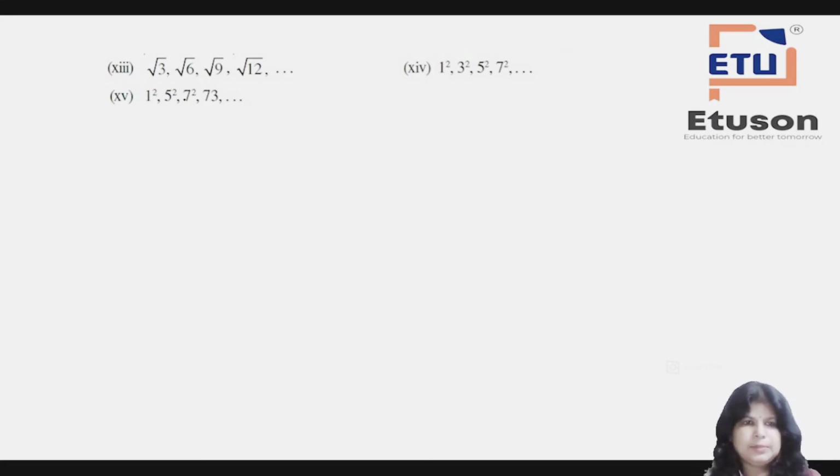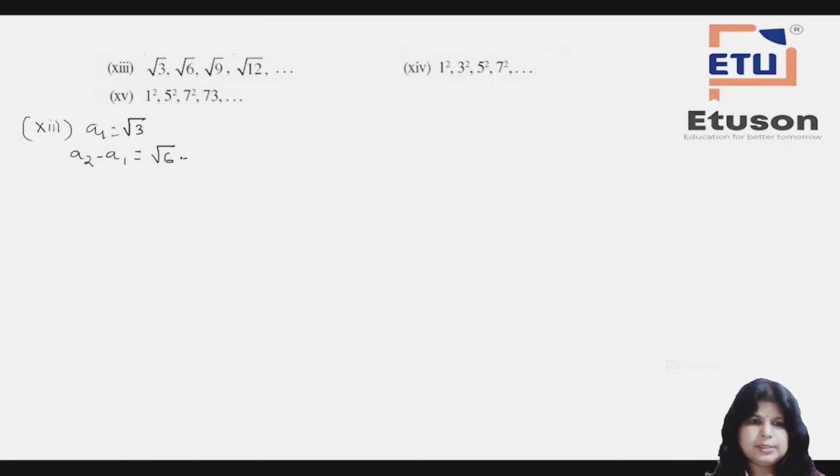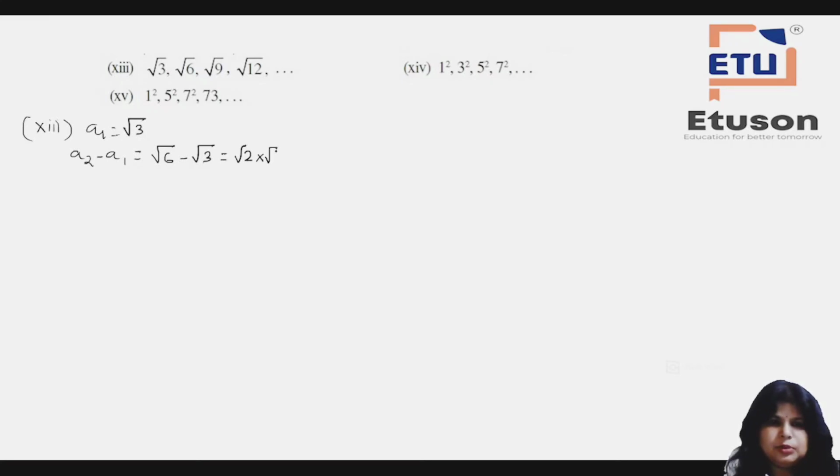Let us go to the next bit. So you have root 3, root 6, root 9 and root 12 respectively. So your A1 is root 3. Let us find out the differences. So A2 minus A1 is equal to root 6 minus root 3, right? Root 6 is nothing but root 2 into root 3, minus root 3. Taking root 3 common, you will have root 2 minus 1, correct?